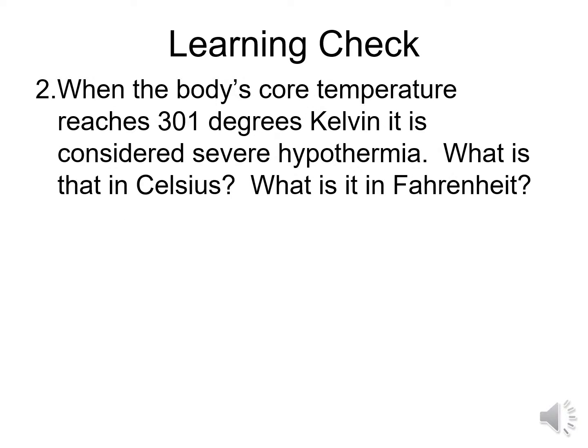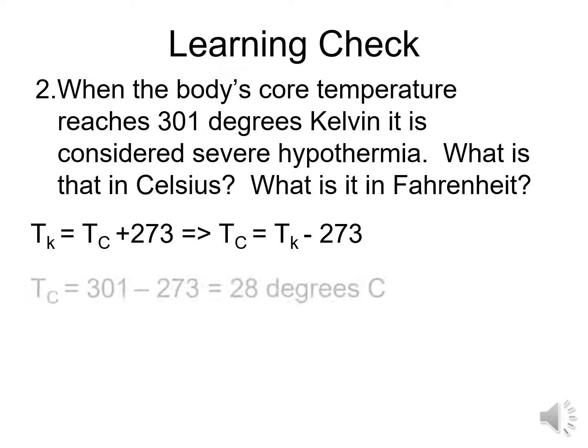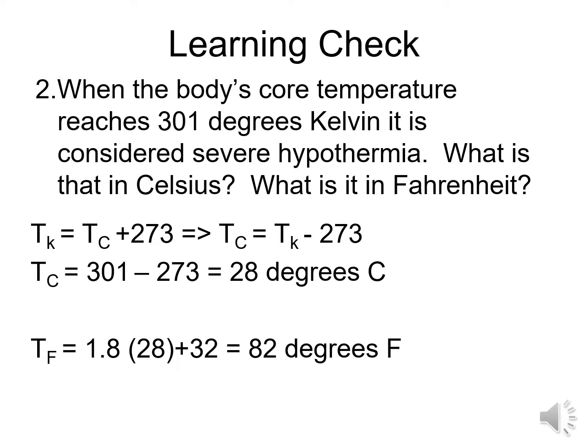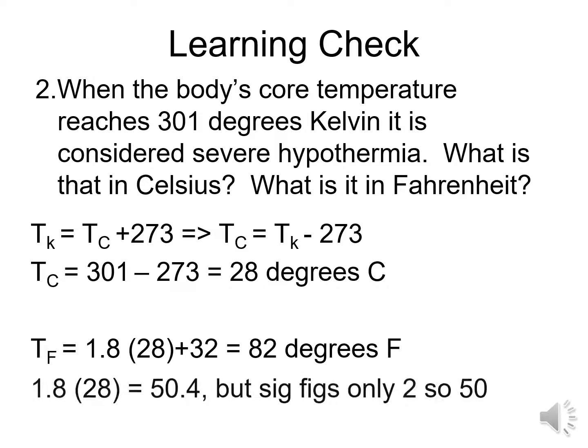Okay, another learning check. When the body's core temperature reaches 301 degrees Kelvin, it is considered severe hypothermia. So what temperature would 301 degrees Kelvin be in Celsius? And then what would it be in Fahrenheit? Of course, Kelvin is Celsius plus 273, so Celsius would be Kelvin minus 273. 301 minus 273, you would be down to 28 degrees Celsius. 1.8 times 28 plus 32 is 82 degrees Fahrenheit. Yes, that would be severe hypothermia if your body temperature got down to 82 degrees Fahrenheit.